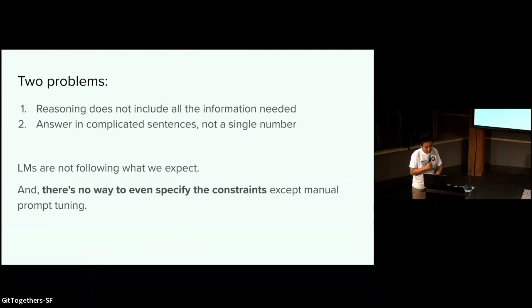So the language models are not following what we expect, and actually the bigger problem here is that we don't even have a way to specify what we want in the DSPy programming model so far. So the only thing we can do here is to manually put our constraint into the prompt. This is what a lot of manual prompt engineers will do in their day-to-day life. The model is not generating this, so I just put this line into the prompt, hoping the model will do this for me.